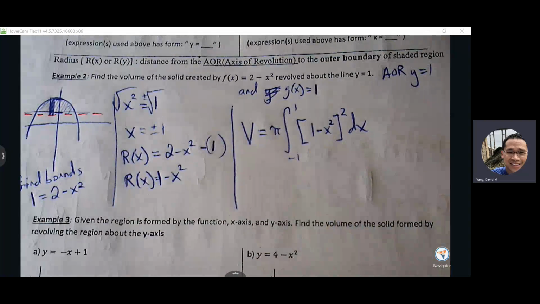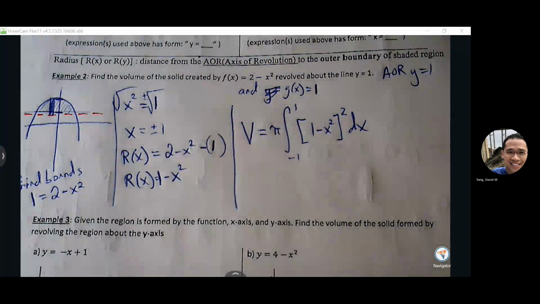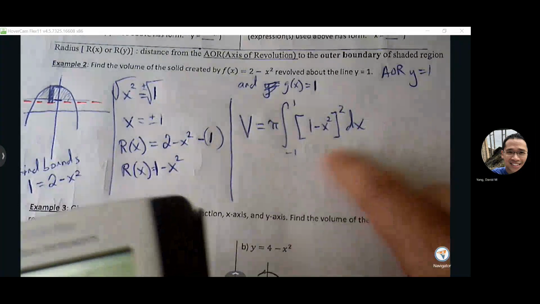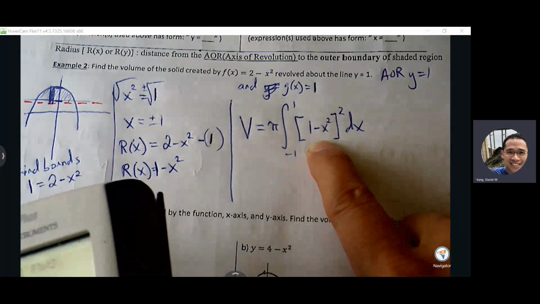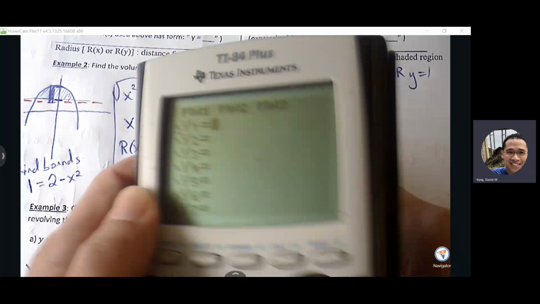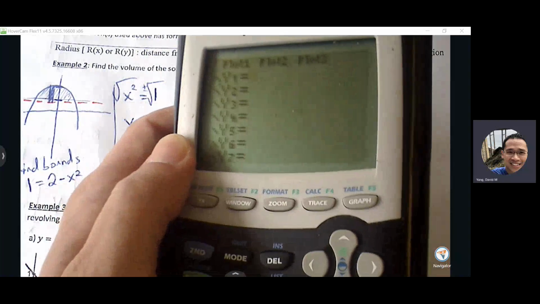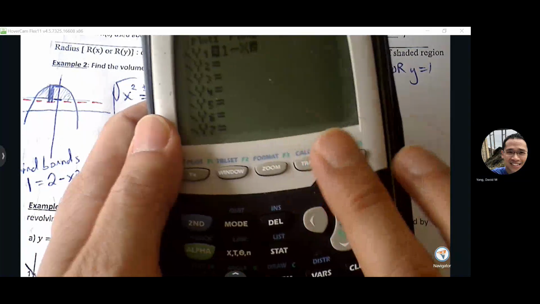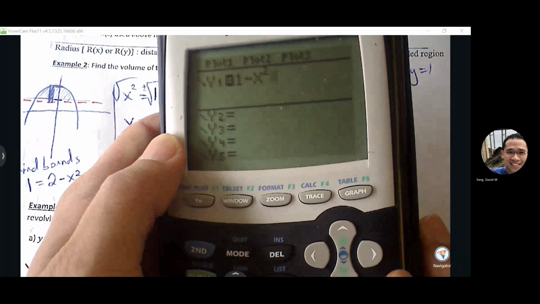Right. So in your calculator, I mean, you can enter all this under Math 9 if you like with the definite integral, but typically this is what I like to do, especially as the problem gets more complicated. I like to insert the radius in for y1.